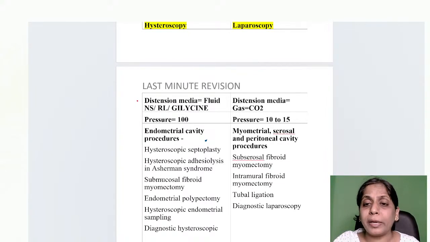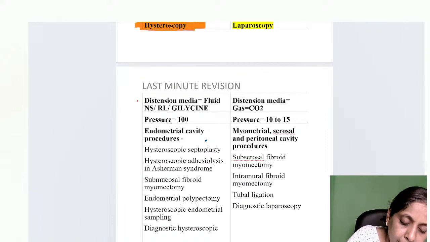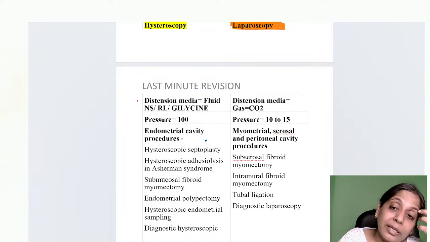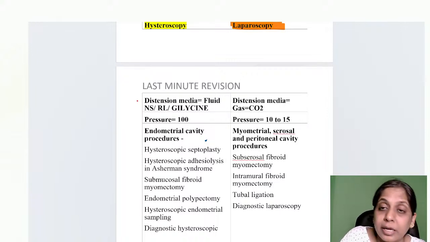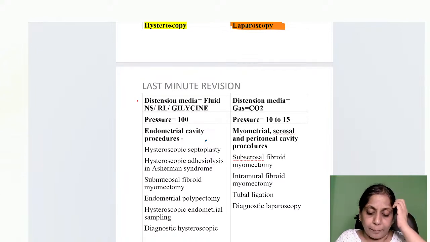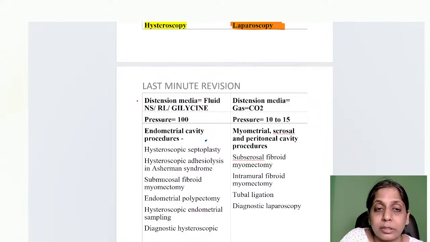Okay, hysteroscopy, we need a watery media, because in the hysteroscopy we have to dilate the myometrium. In the laparoscopy we have to distend only the peritoneum. So peritoneum is very easy to dilate, so for the laparoscopy we use only the gaseous media. Okay, distension media is fluid in the hysteroscopy. It can be NS, RL or glycine, right? If it is a bipolar cautery, then the distension media is ionic media, NS and RL, because it is more good.